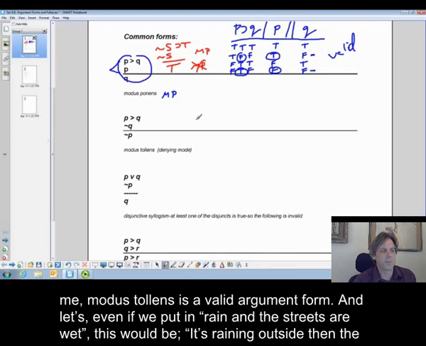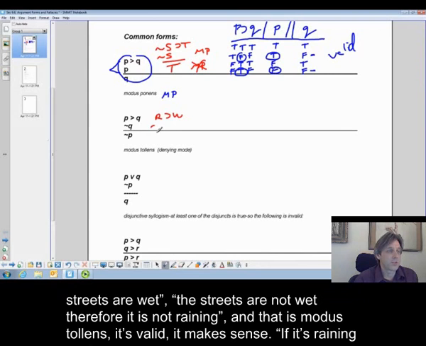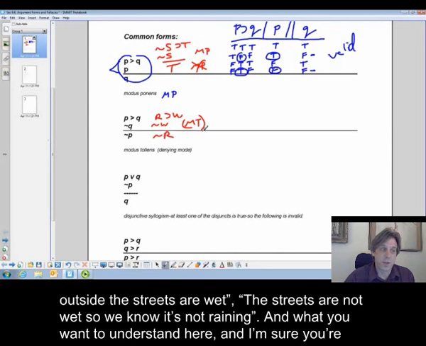And even if we put in rain and the streets are wet, this would be: if it's raining outside, then the streets are wet. The streets are not wet. Okay, that's a W. Well, let me clean that up here. The streets are not wet, therefore it is not raining. And that is modus tollens. It's valid. It makes sense. If it's raining outside, the streets are wet. The streets are not wet, so we know it's not raining.